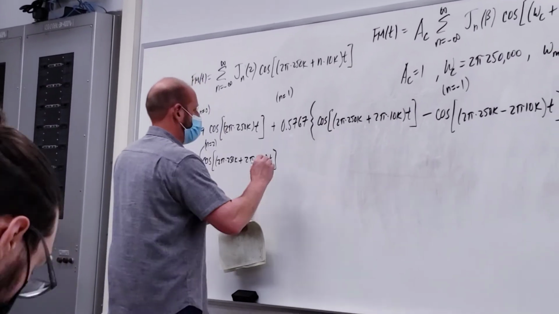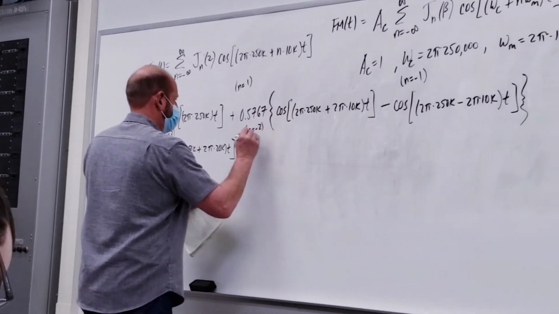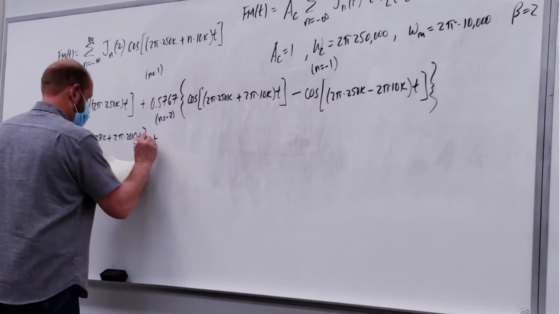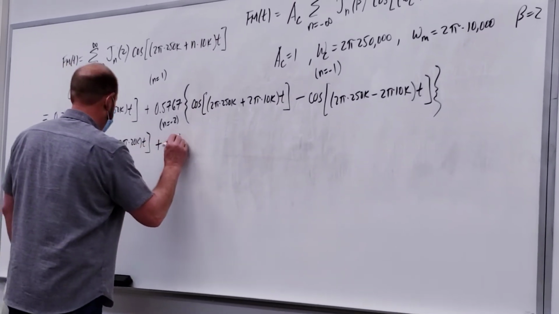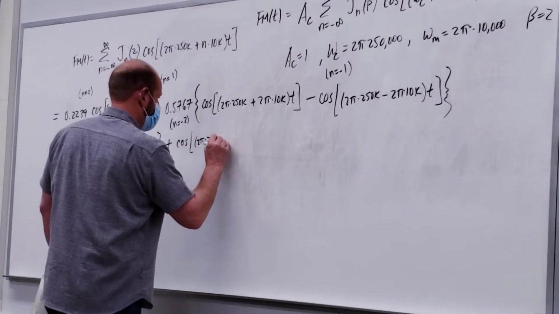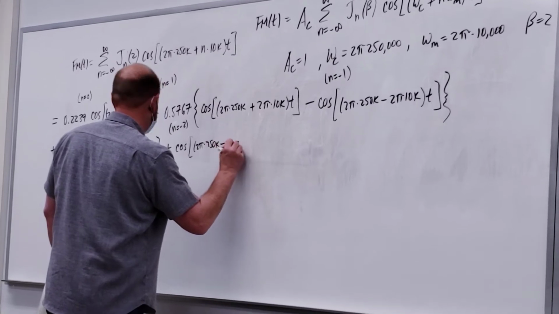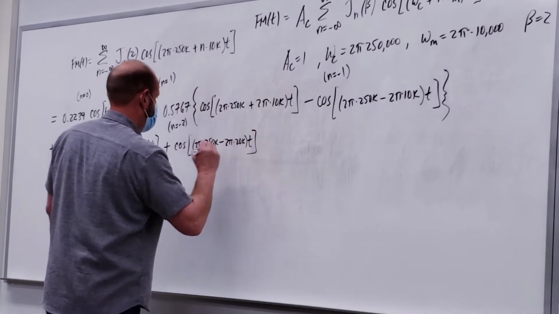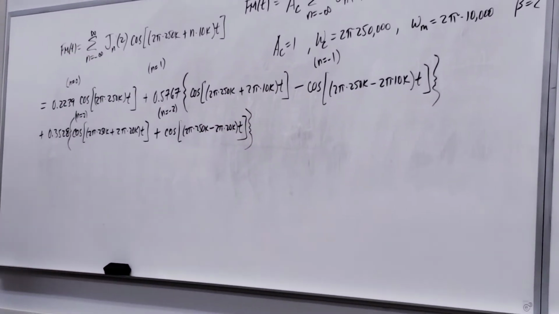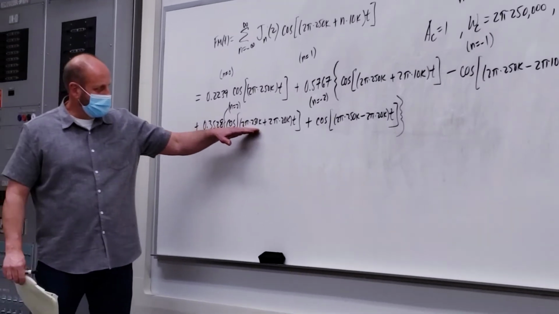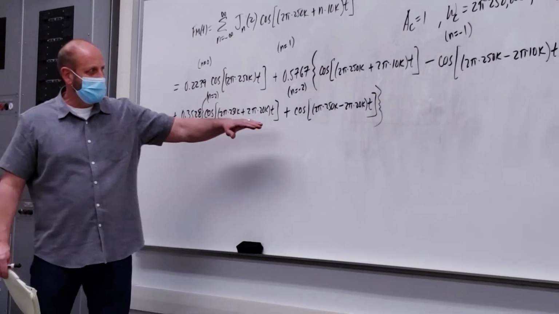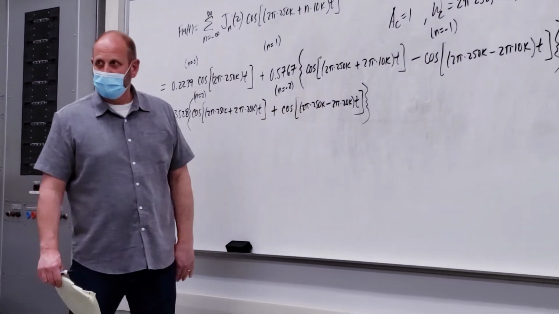Now for the n equals minus 2 term, I get, it's going to be plus, not minus this time, cosine 2 pi times 250,000 minus 2 pi times 20k. So there's our plus or minus 2 terms. You see how this is working. Now we've got a 230 kilohertz sinusoid and a 270 kilohertz sinusoid.